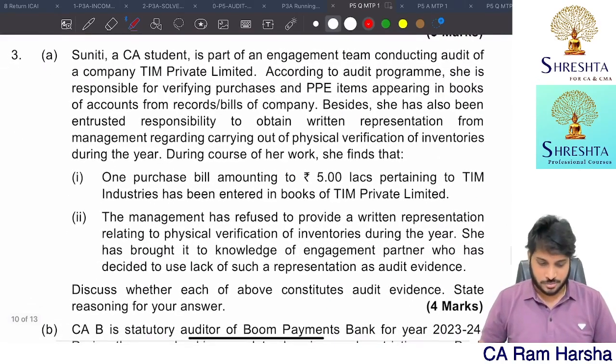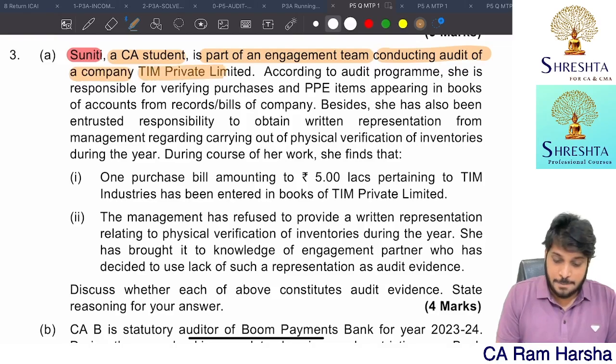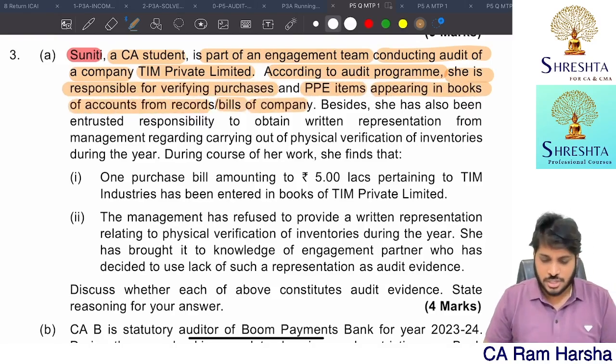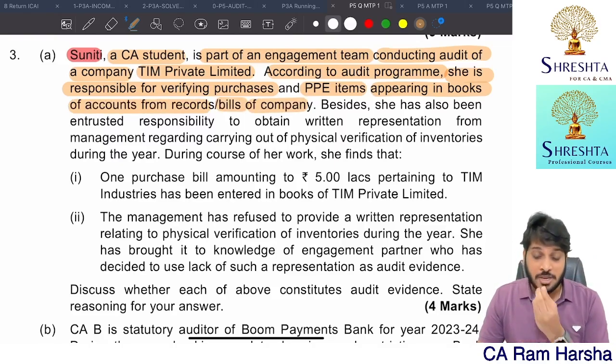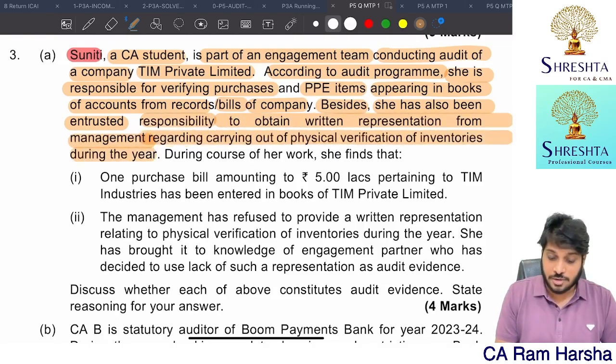3 marks question. Third question. Suniti, a CS student, is part of an engagement team conducting audit of a company, TIM Private Limited. According to the audit program, she is responsible for verifying purchases and PPE items appearing in the books of accounts from records and bills of the company. So her responsibility is purchases audit and PPE audit. Besides, she has also been entrusted with the responsibility to obtain written representation from management regarding carrying out physical verification of inventories during the year.